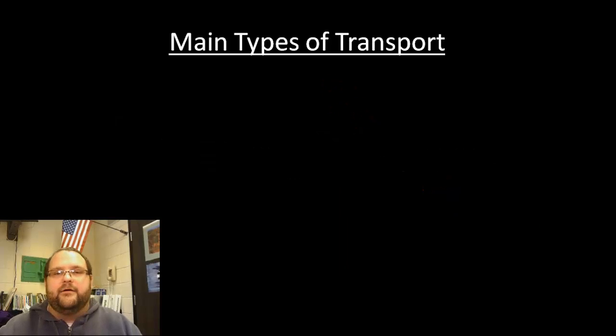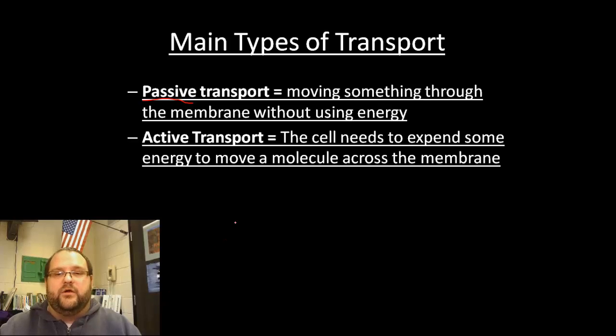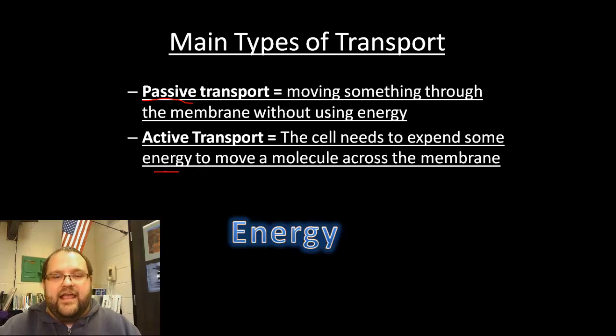Now, we're going to talk about these big ideas of transport, or these main types, and there's two of them. We have passive transport, which is moving something through the membrane without using energy. And we have active transport, which is when the cell needs to expend some energy to move a molecule across the membrane. So the key is this is energy. If it needs energy, it's active transport. If a cell can do it without using any energy, it's passive transport. So passive transport without energy, active transport with energy.